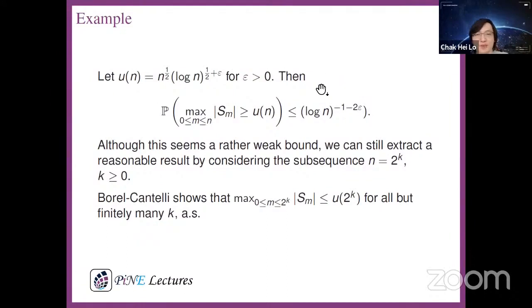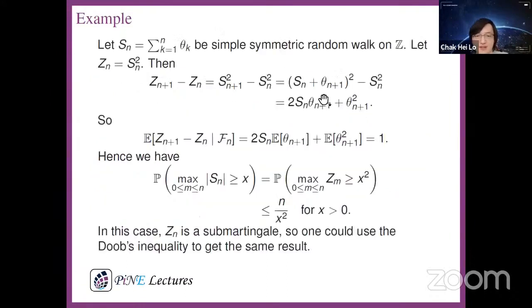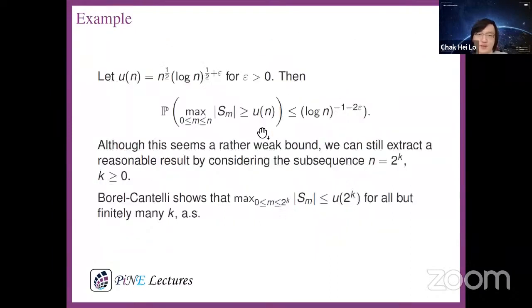then we can actually replace the x that we had just before with this Un. Then we have this condition here just by replacing all the numbers. So it seems that this is a rather weak bound, but if we consider a subsequence, then we can actually get a very good bound. So we want to consider the subsequence n equals 2 to the power k, k greater than or equal to 0.